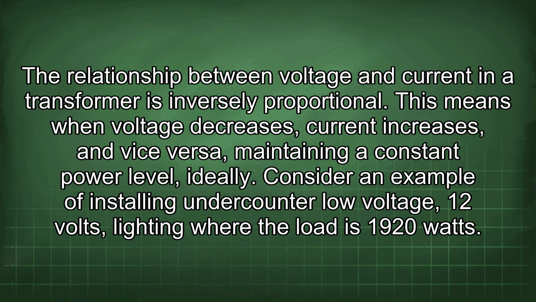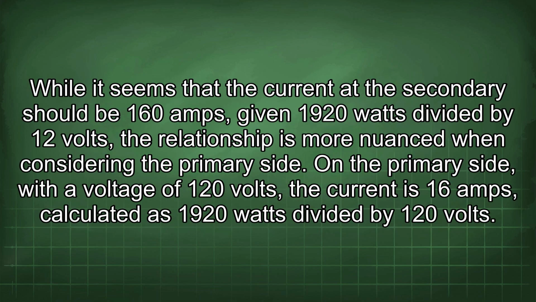Consider an example of installing under counter low voltage 12 volt lighting where the load is 1920 watts. While it seems that the current at the secondary should be 160 amps, given 1920 watts divided by 12 volts, the relationship is more nuanced when considering the primary side.